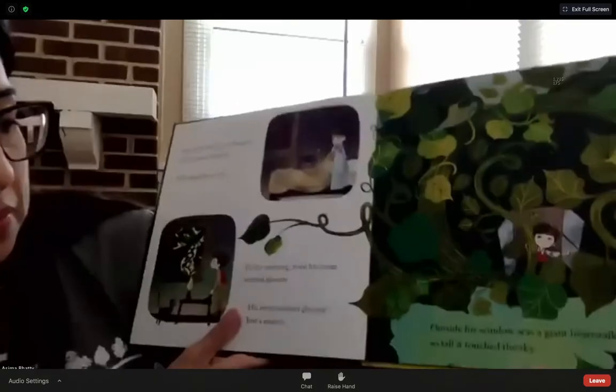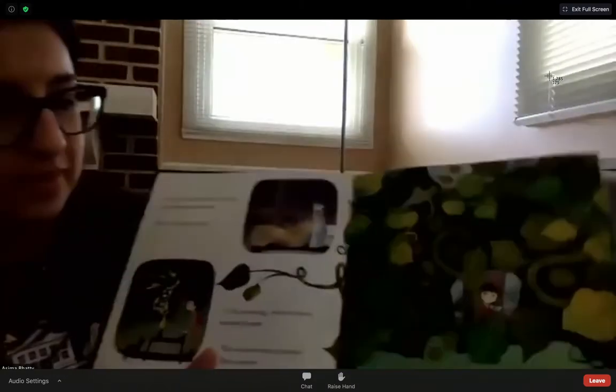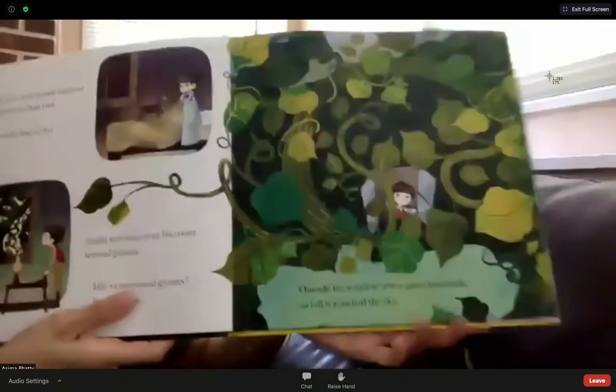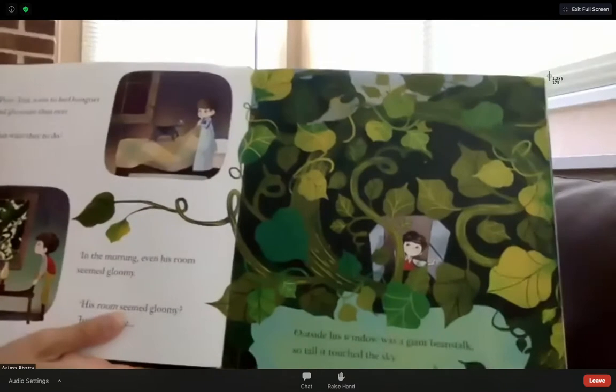Outside his window was a giant beanstalk. Outside his window was a giant beanstalk so tall it touched the sky.